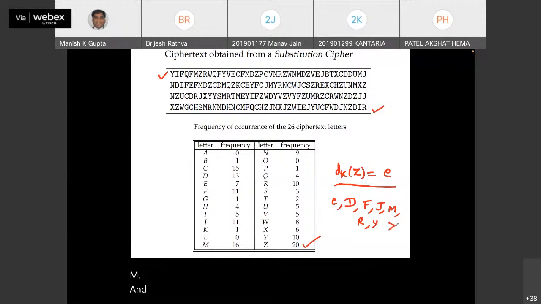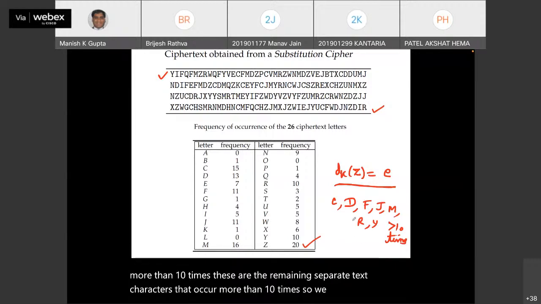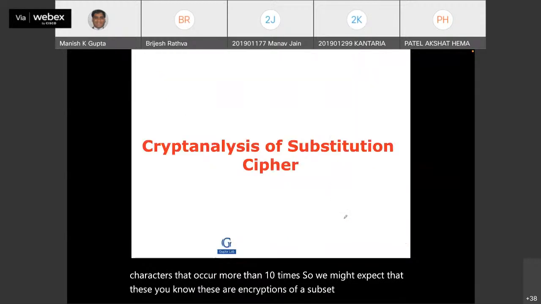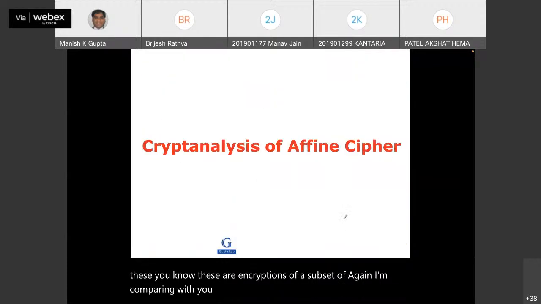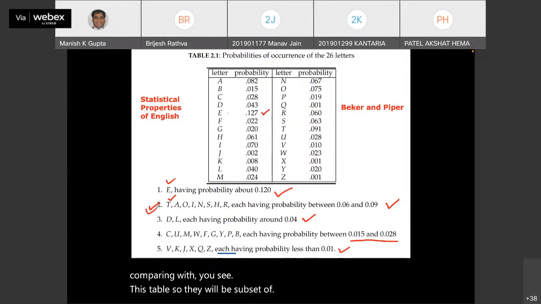They occur more than 10 times. If you observe in this table, these are the remaining ciphertext characters that occur more than 10 times. So we might expect that these are encryptions of a subset of, again, I am comparing with this table. So they will be a subset of this actually. E I have already matched.